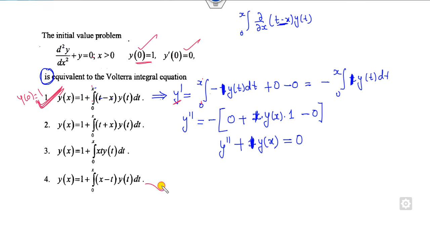If you look at the last option, what is y dash? 0. If you take the derivative, 1. And if you take x as 0, again you can take the second derivative, 0, it's y of x. But we need y double dash plus y, and this is y double dash minus y. So the right answer is only the first option.